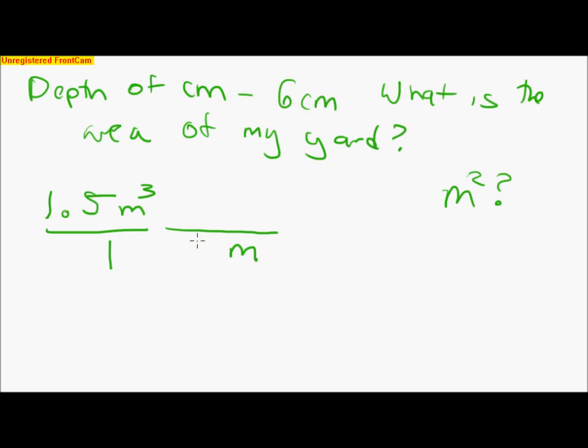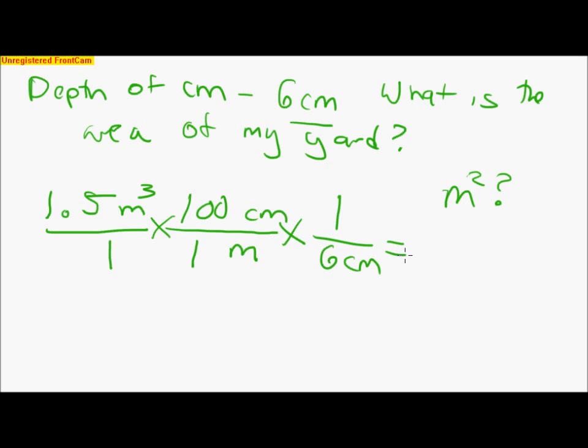Well, what else do I know? I know centimeters here. So I have to convert this into centimeters. So there's 100 centimeters, multiplication sign in there. 100 centimeters is 1 meter. And I know that there's 1 of these and 6 centimeters in my yard. So if I multiply that all together, I end up with 1.5 times 100 divided by 6.